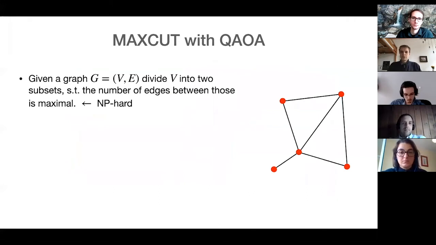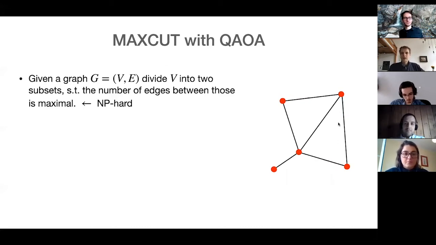Okay, then let me just briefly say, because we also did some other numerics, we did max cut, the maximum cut problem with QAOA. So maybe if you're familiar with these QAOA type algorithms, and a lot of people look at max cut, you will see why in a second. It's a combinatorially hard problem.